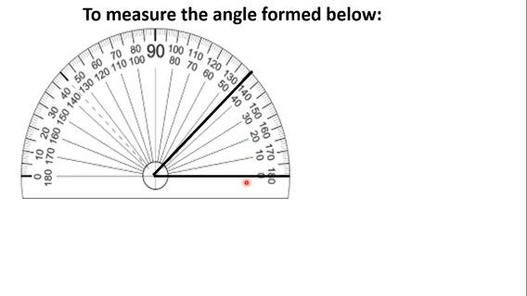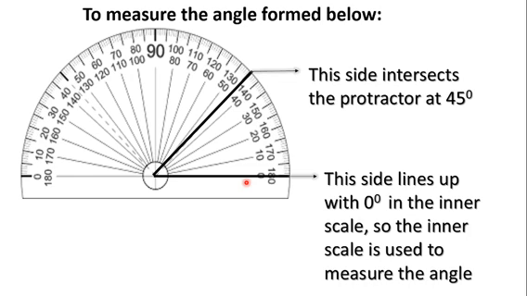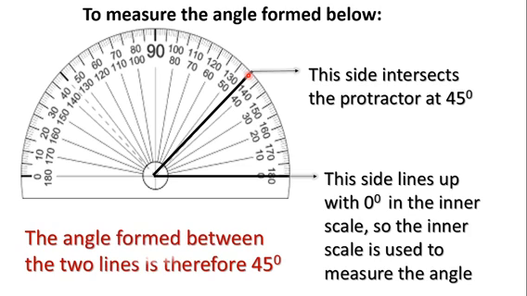So this side lines up with 0 degrees in the inner scale. So the inner scale is used to measure the angle. And then of course this other side, if you use the inner scale, you have 0, you have 10, 20, 30, 40 is right here. And if you count the little markings, 1, 2, 3, 4, 5, you realize that the second line is on 45 degrees. And what that implies is that the angle formed between the two lines is 45 degrees. Okay, it is as easy as that.